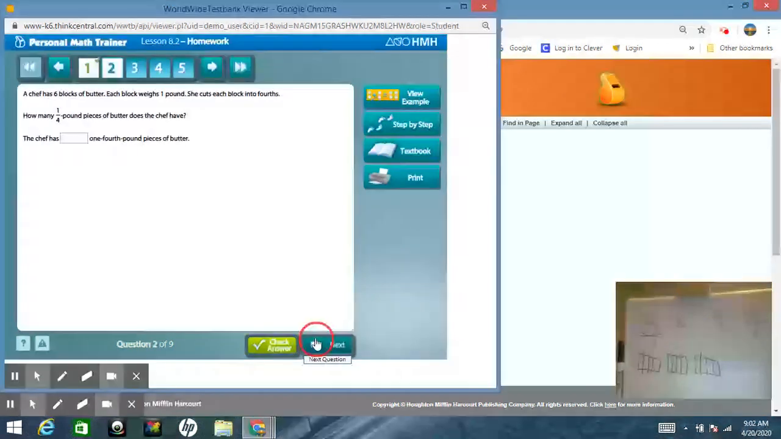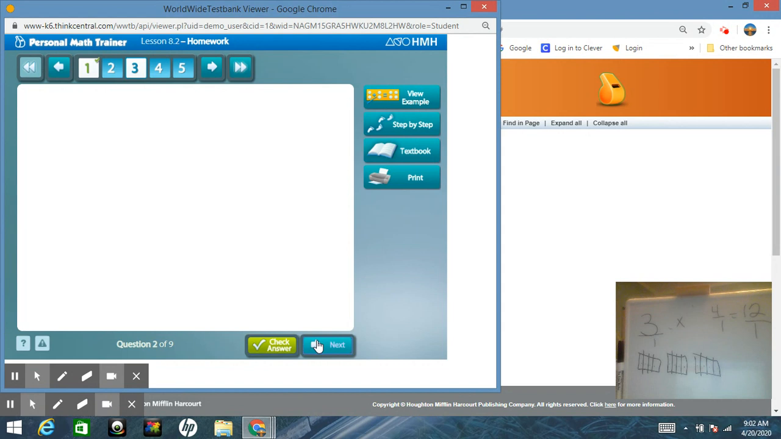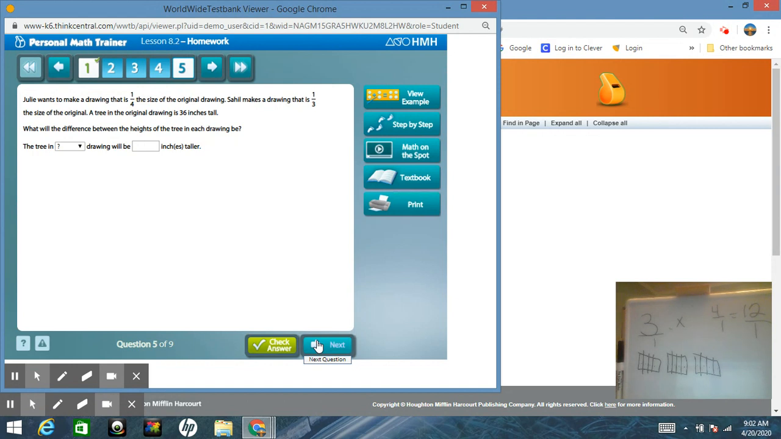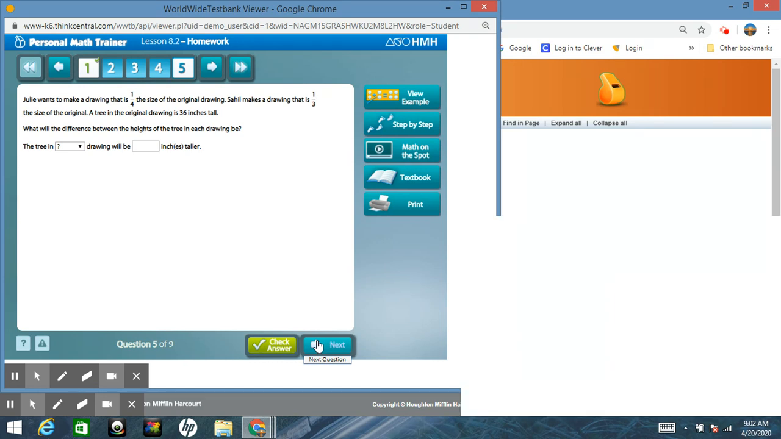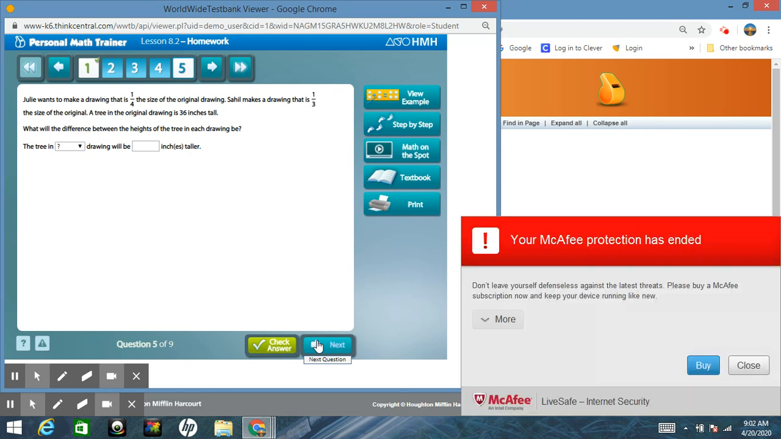Okay, so the first few ones are relatively simple. I'll go to another one that may not be really harder, but multi-step. All right, let's look at this one. I'll do number 5 with you as well. So I read the problem. It's between 2 people. Julie wants to make a drawing that's 1/4 the size of the original drawing.